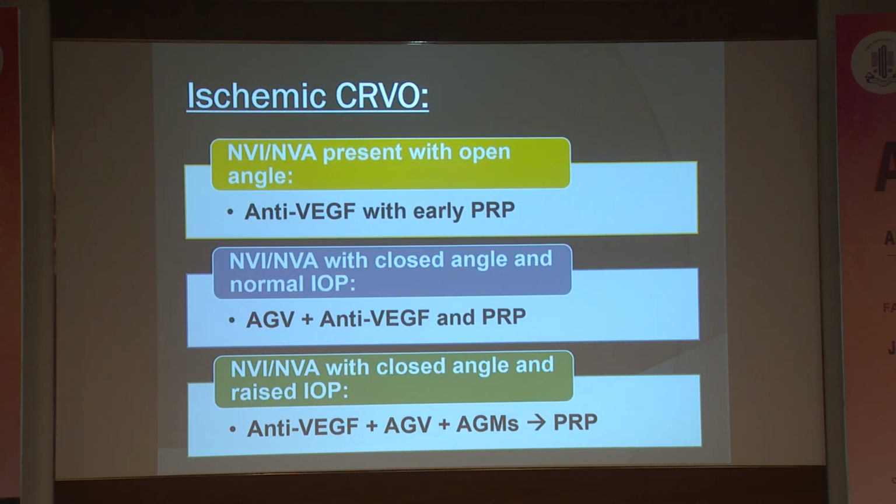In ischemic CRVO, definitely anti-VEGF with early PRP, but if there is NVI or NVA with closed angle and normal IOP, then it's always better to add AGV along with anti-VEGF and later on PRP. But definitely if the pressure is very high, then we have to inject anti-VEGF, regress the vessels at the angle so that the IOP normalizes, and then plan for AGV followed by PRP.